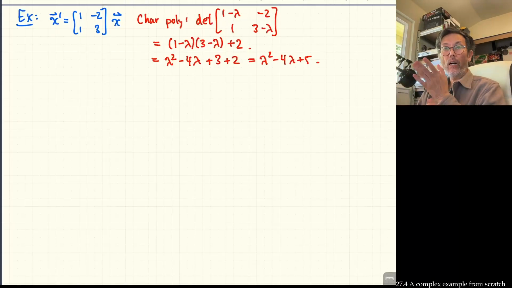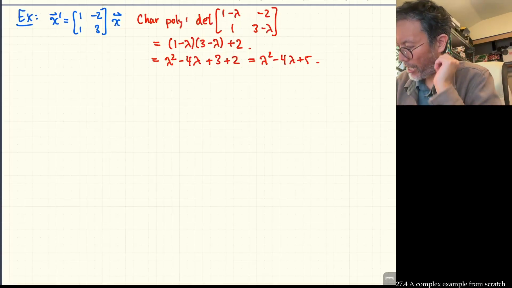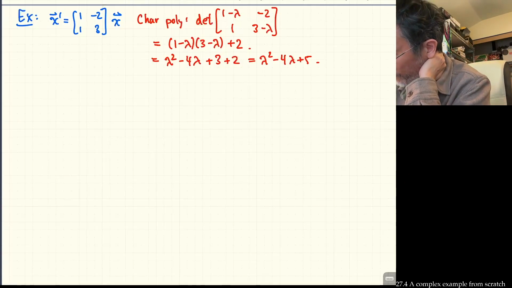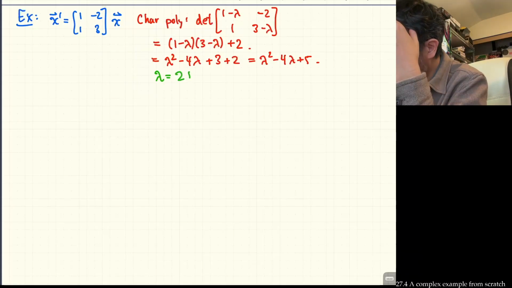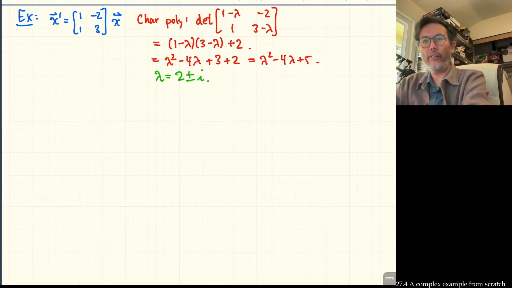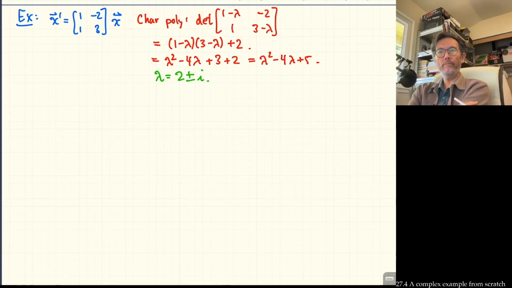All right? Now, you use the quadratic formula, and you should do this if you're confused. You should just test yourself. The eigenvalues are going to be 2 plus or minus i. You can check that yourself. Okay? Just use the quadratic formula.